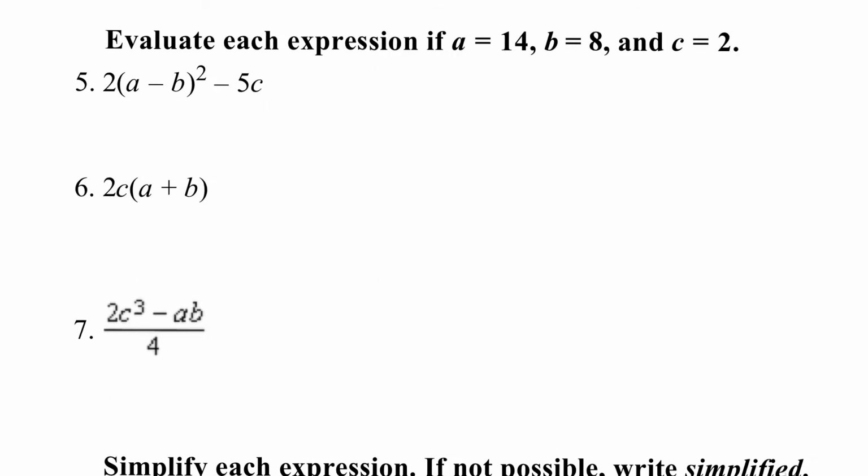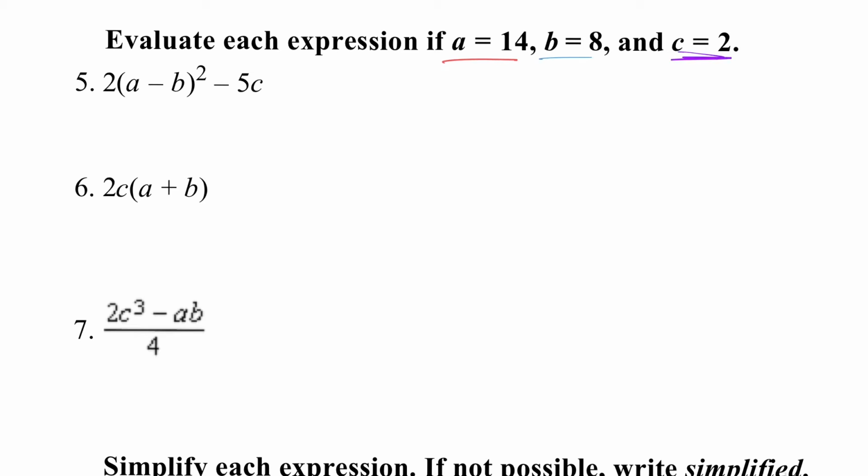Alright, number 5, 6, and 7 is a little bit different. You guys can use the calculator, but first we need to substitute the values that are given to us. So on the top it says evaluate the expression when A equals 14. So let me just underline that value. Then we have B equals 8 and we have C equals 2.